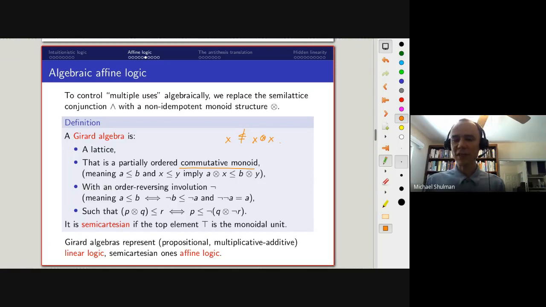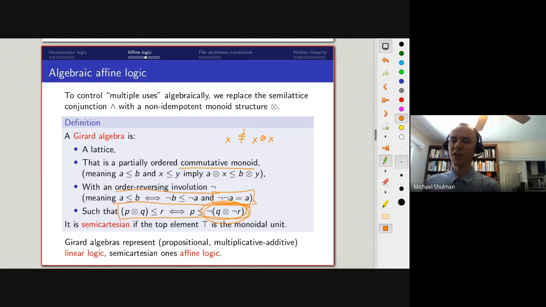Now, once we have this different kind of conjunction, we can give ourselves a negation, which is actually an involution. So the double negation is back to the original thing we started from. It reverses the order on the lattice, and then it satisfies this funny property, which is kind of like the hiding algebra property. I'll come back to that later on. But for now, basically, it says that this thing here is acting kind of like an implication, similarly to the way it did in the hiding algebra case where we had the meet over here.